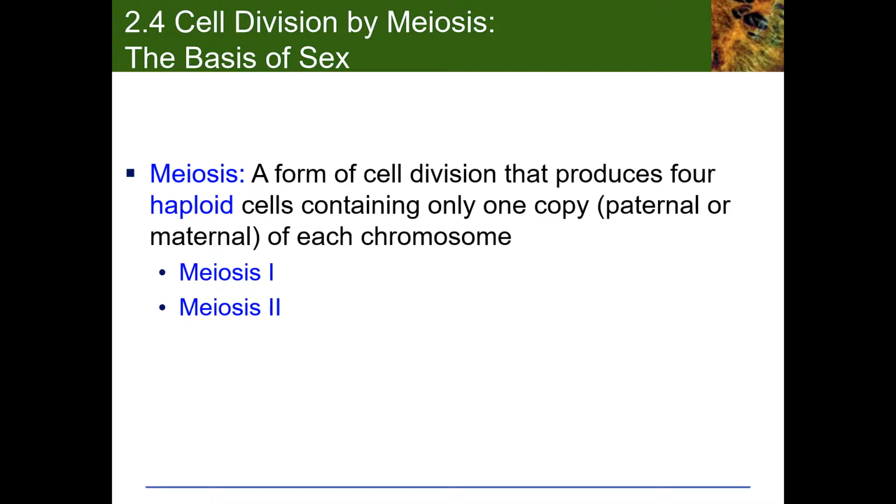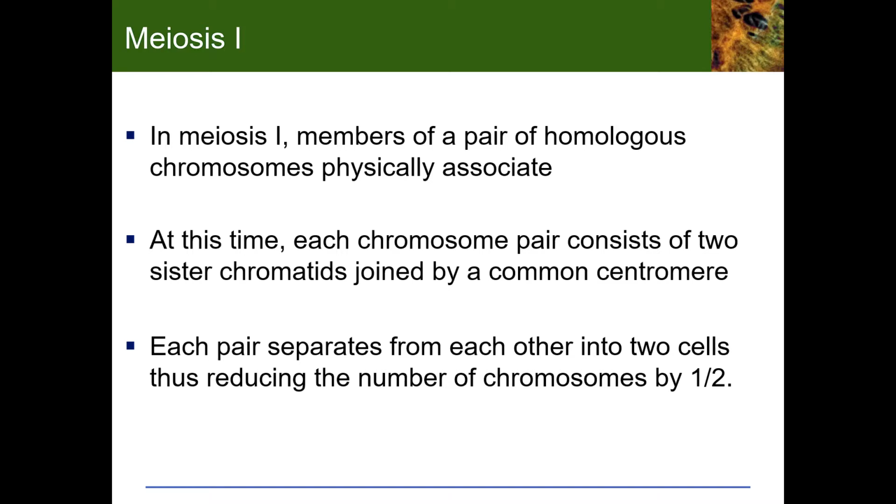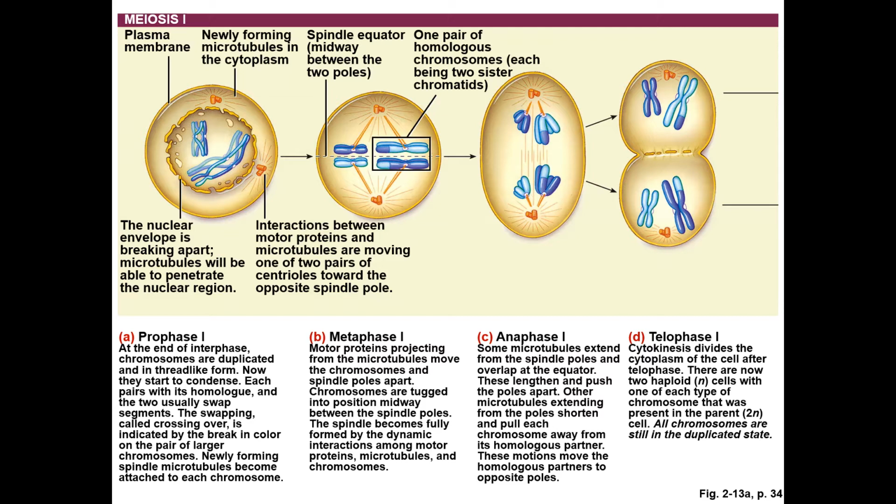Meiosis is a form of cell division that produces 4 haploid cells containing only one copy, paternal or maternal, of each chromosome. You go through 2 stages of meiosis, which are meiosis 1 and meiosis 2. In meiosis 1, members of a pair of homologous chromosomes physically associate. At this time, each chromosome pair consists of 2 sister chromatids joined by a common centromere. Each pair separates from each other into 2 cells, thus reducing the number of chromosomes by 1/2. So here you can see the stages: prophase, metaphase, anaphase, and telophase 1. Because you go through meiosis 1 and meiosis 2, you'll actually go through PMAT twice in meiosis. PMAT 1 and PMAT 2.